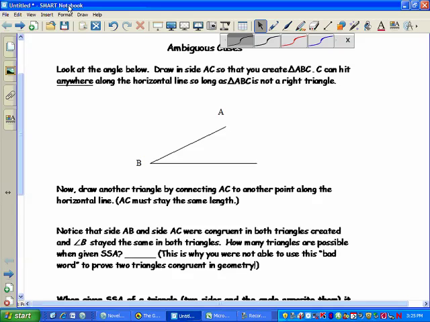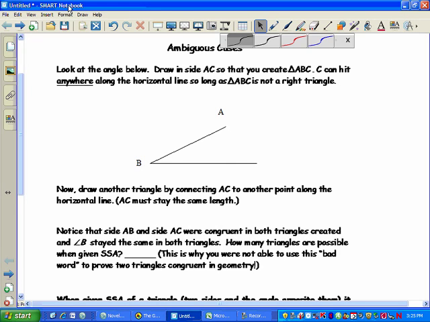Okay. We're going to go through this ambiguous case worksheet. It says, look at the angle below. Draw inside AC so that you create triangle ABC. C can hit anywhere along the horizontal line so that ABC is not a right triangle. So don't drop it straight down.